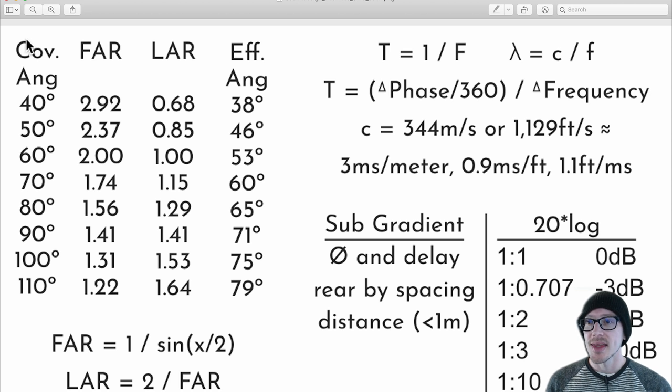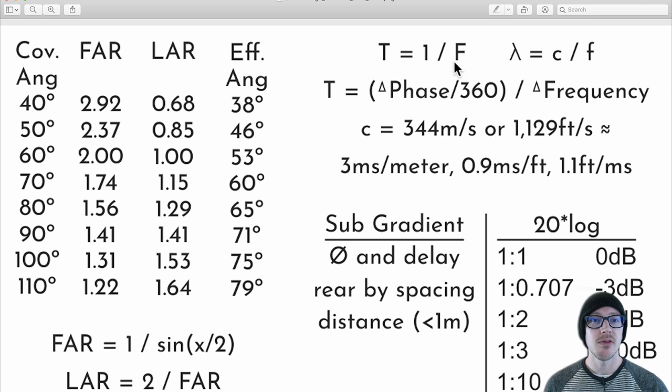So, this is a little table here to help convert from coverage angle to forward aspect ratio and lateral aspect ratio and backwards if you need to. And down here are some calculations if you need a number that's not on this list. So if you have a speaker that's 65 degrees and you want to calculate the forward aspect ratio and lateral aspect ratio, you can do that with these equations down here. Let's look at some more helpful equations.